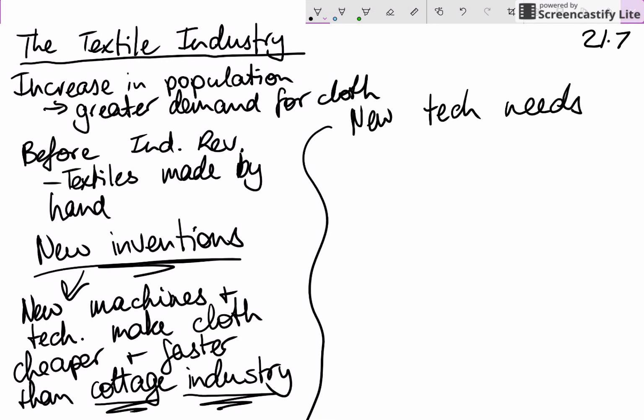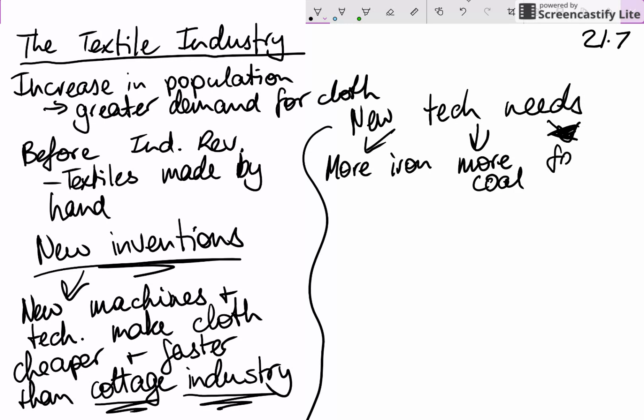So new technology needs, and this is where we start going down and start using some arrows. It needs more iron, okay, more coal, and it also, that's the dodgiest arrow I've ever seen, it also needs factory space. I just make my arrows look a bit pretty. As pretty as my arrows can be. So new technology needs more iron, more coal, more factories.